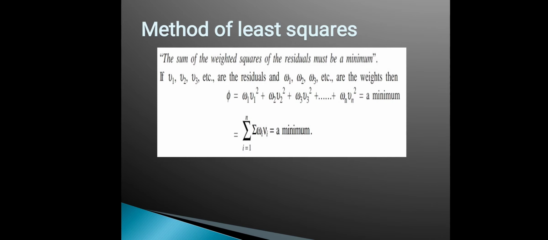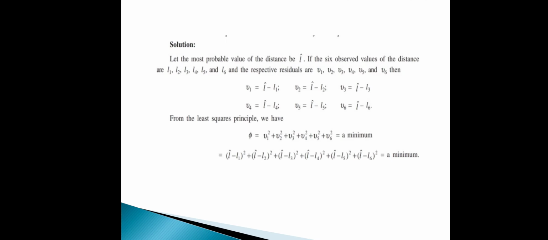Now coming to the solution of the problem, we have considered L as the most probable value of the distance, and the 6 observed values are taken as L1, L2, L3, L4, L5 and L6, and the respective residuals are V1, V2, V3, V4, V5 and V6. Now the residuals can be calculated as V1 equal to L minus L1, V2 equal to L minus L2, V3 equal to L minus L3 and up to V6.